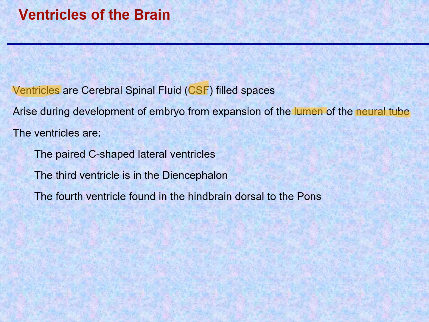In the adult, the ventricles include two paired C-shaped lateral ventricles, a third ventricle, which is inside the diencephalon, and a fourth ventricle, which is inside the brain stem, just dorsal to the pons. And I'll show you what I mean in the next few diagrams.